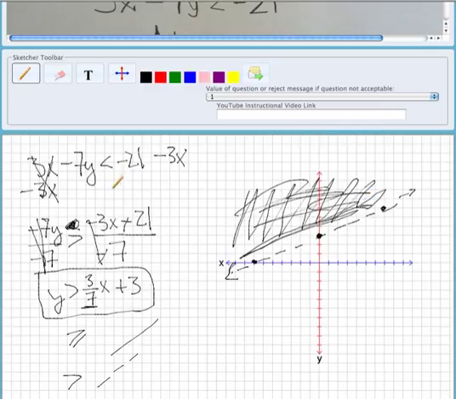So the steps are solve for y, get it in slope-intercept form, and then we can graph it a little bit easier with the slope and the y-intercept.